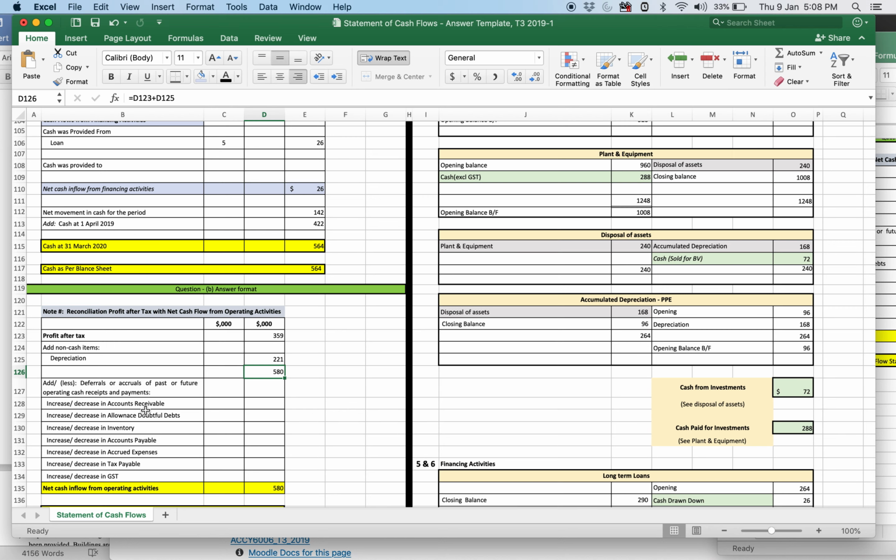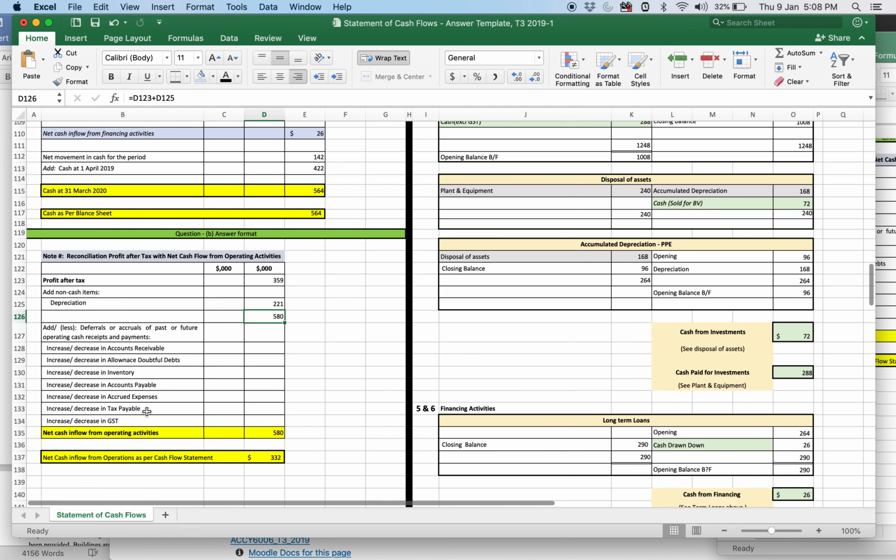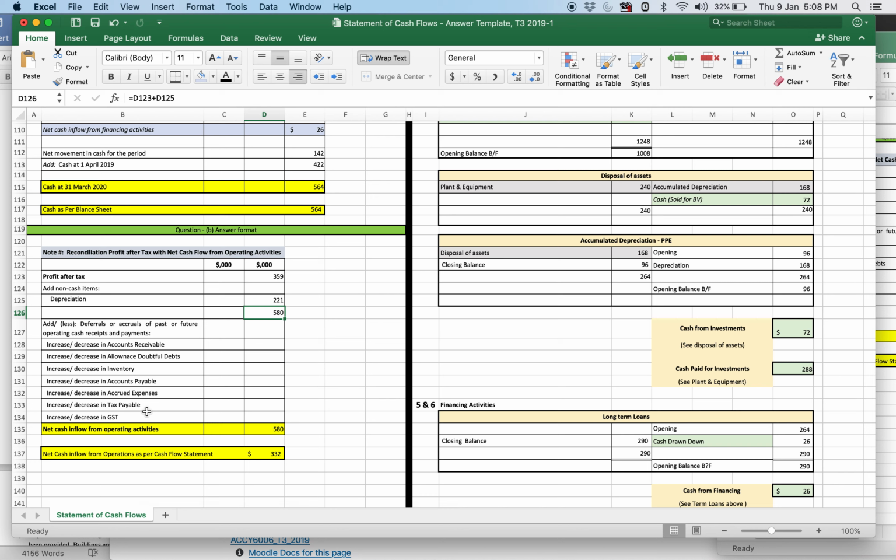The other items we get cover off here. Add or take away deferrals or accruals. So there's things in expenses which have been accrued, so they don't relate, right? The first one is accounts receivable. Again, you've got to get your head straight around these, as far as what effect they're going to have. So increase and decrease in accounts receivable.